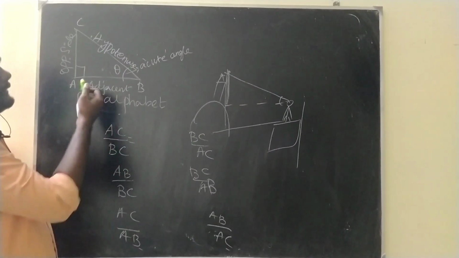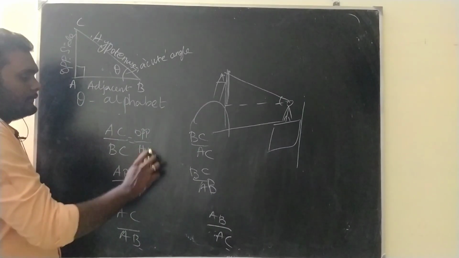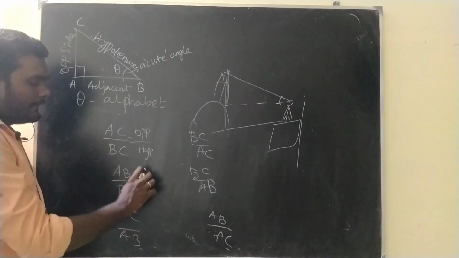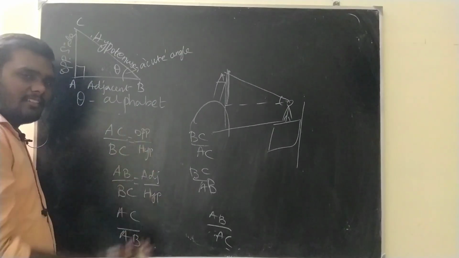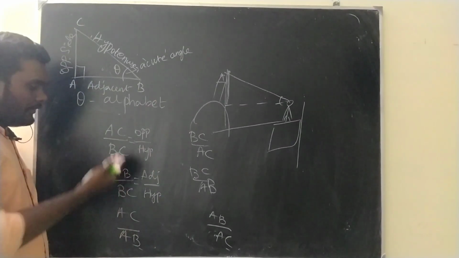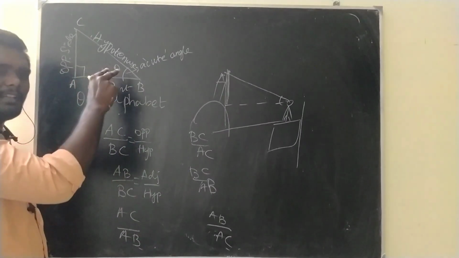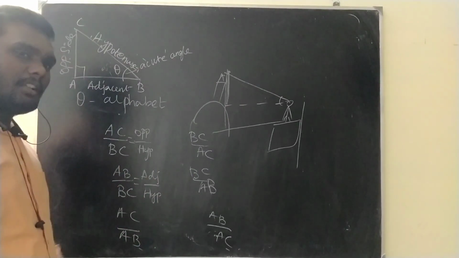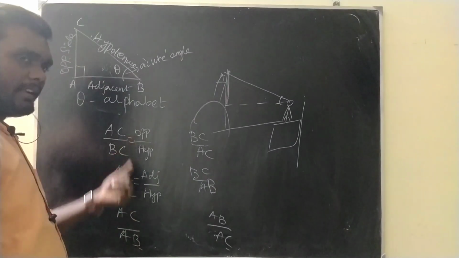AC is the side opposite, BC is our hypotenuse, and this is the adjacent side. Why am I doing this? Because if you stick to A, B, C names, it will stick to this triangle only. But what you are looking for is a generalized one. Whatever triangle is given, whatever names it has, it should be useful. That is why I am writing this.